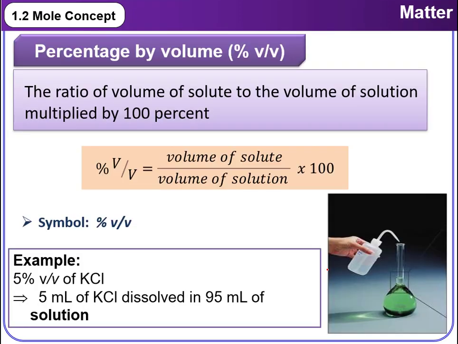Next is percent by volume. The symbol is percent volume per volume. The percent by volume is the ratio of volume of solute to the volume of solution times 100. So volume of solute divided by volume of solution times 100. Example, if we have 5% volume per volume of KCl, this means we have 5 ml of KCl dissolved in 95 ml of solution.